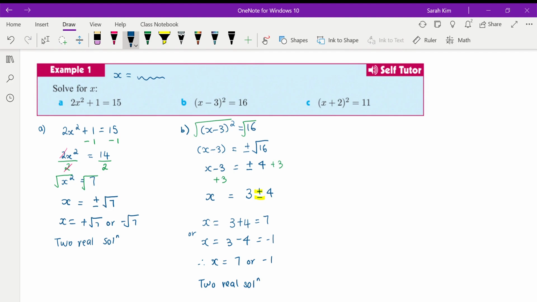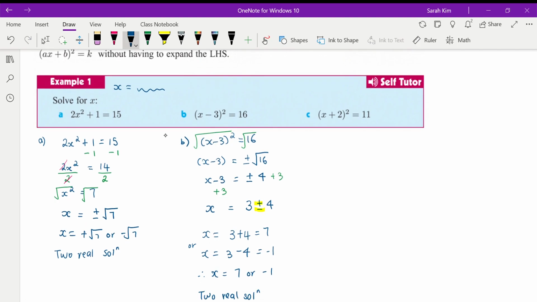Cool. Let's have a look at C. So I've got x plus 2 squared equals 11. So let's square root that square to get rid of it. So I have x plus 2 equals plus or minus square root 11. Remember the plus or minus. Now we move on to the next part.